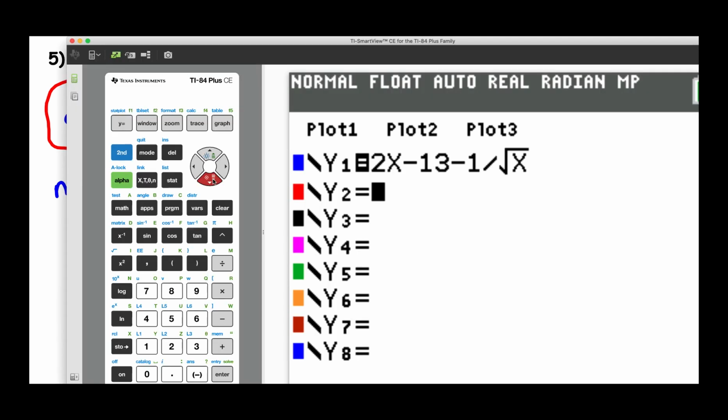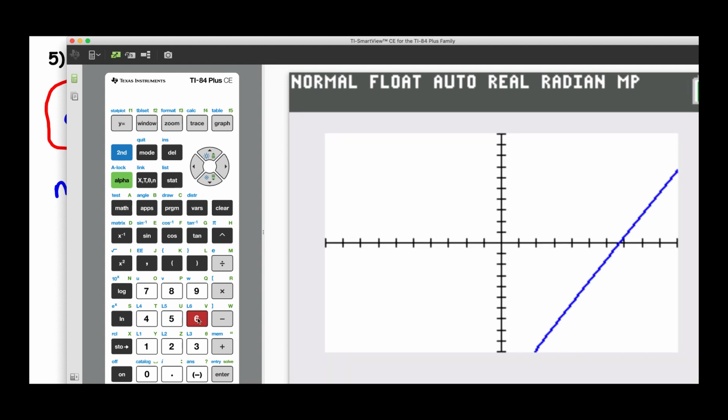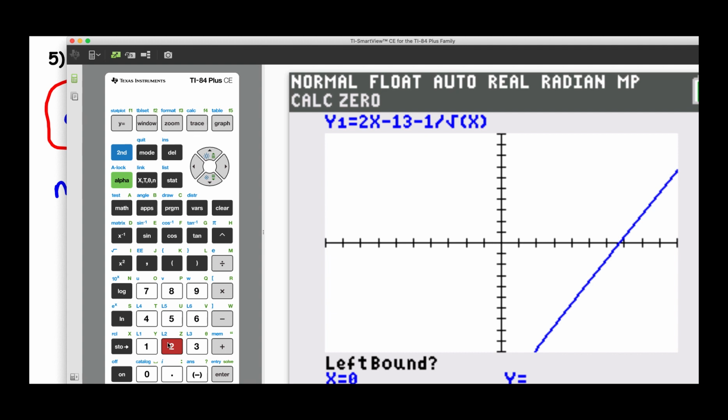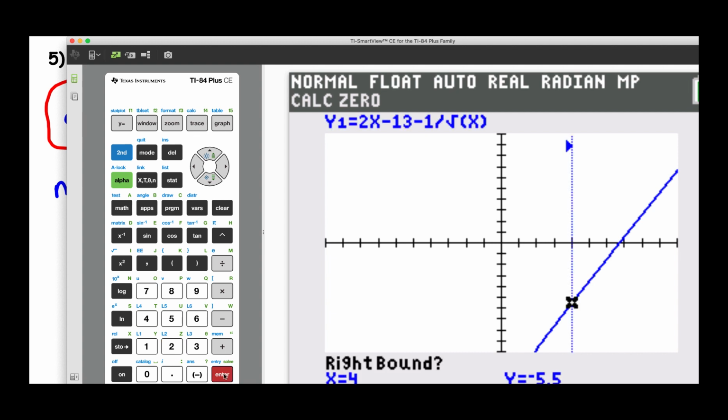Okay, I've got it typed in. Let's go zoom standard because I was stretched way out before. All right, there it is. That is between 6 and 7. Let's go second calc 0, number 2. Left bound, I'm just going to say 4. Right bound, let's call it 9. That way I don't have to trace, that's annoying.